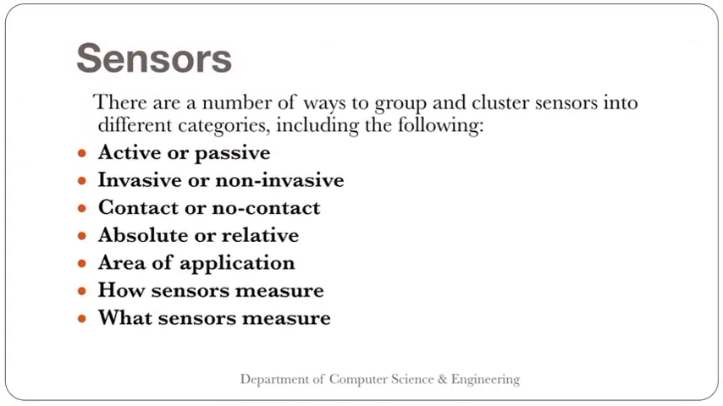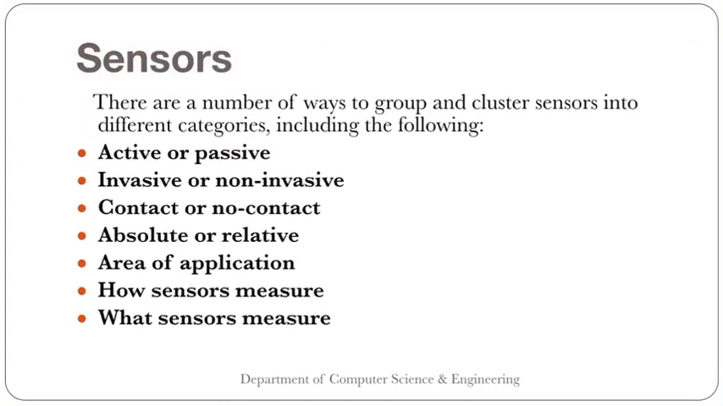So there are a number of ways to group and cluster sensors into different categories. Let's look into it. The first one is active or passive. Based on whether they produce an energy output and typically require an external power supply, we call them active. Whether they simply receive energy and typically require no external power supply, we call them passive sensors. Then invasive or non-invasive. If a sensor is a part of the environment it is measuring, then it is invasive. If it is not, then it is non-invasive.